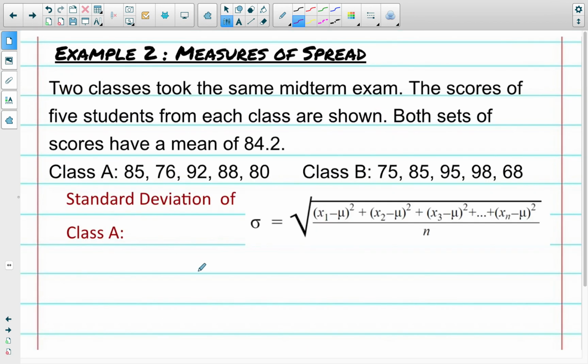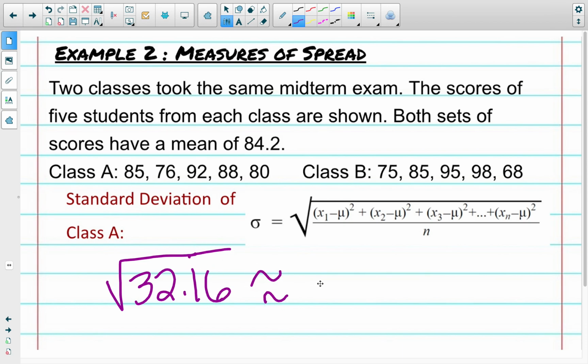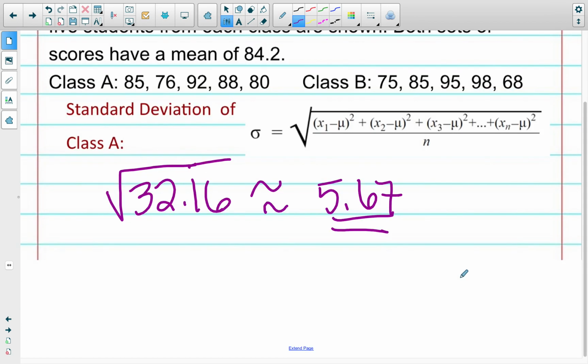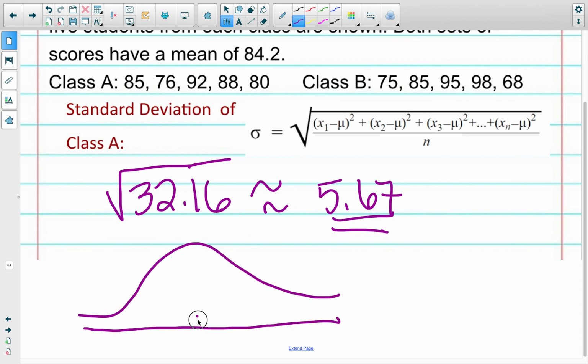Final question is asking, what is the standard deviation of Class A? So we're just going to take the square root of our variance. The square root of our variance is the square root of 32.16, which is approximately 5.67. So what this means is if we looked at the scores on this exam as a bell curve, and the mean is 84.2 right here in the middle, then when we go out from the mean on either side, we're going to add 5.67 to the mean.